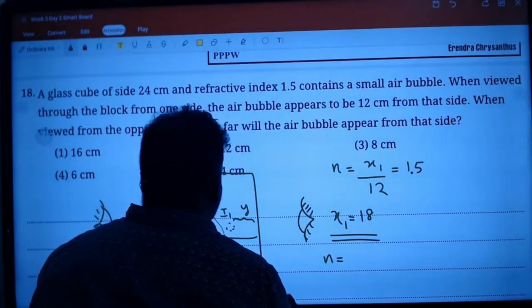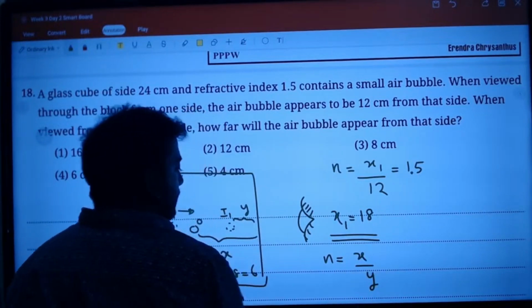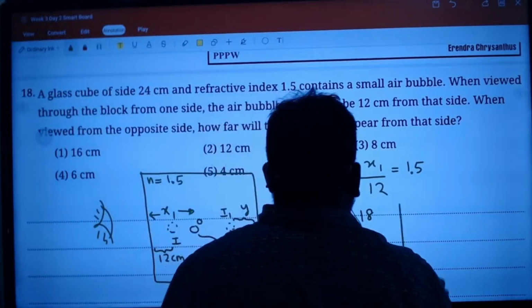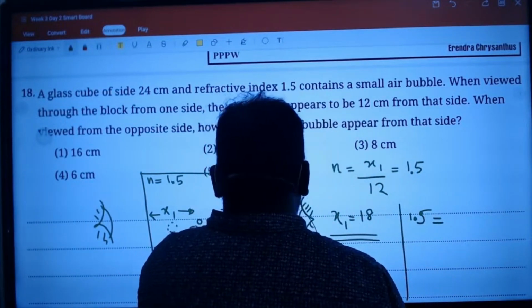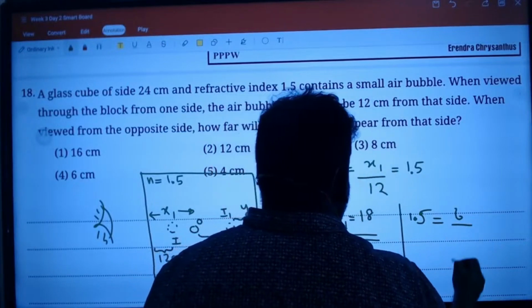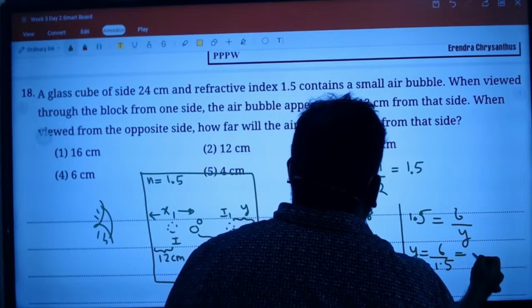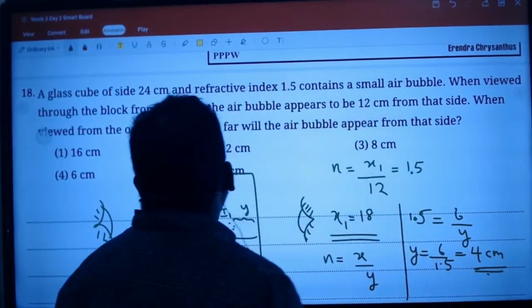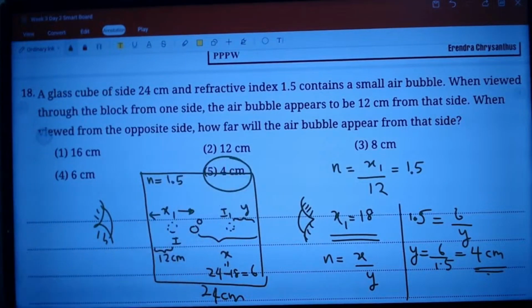Now refractive index is x over apparent depth y. Refractive index 1.5, x is how much? 6. Y only we have to find. 6 divided by 1.5, 4 centimeters. So how much will it appear from the other side? 4 centimeters. 18th question, answer number 5.